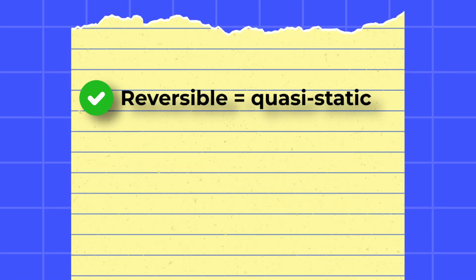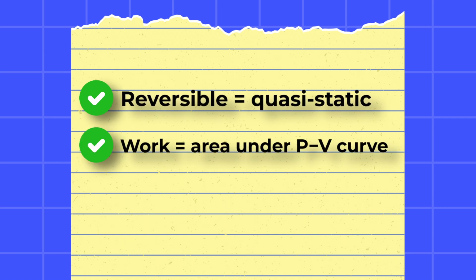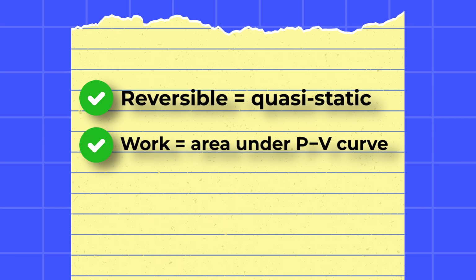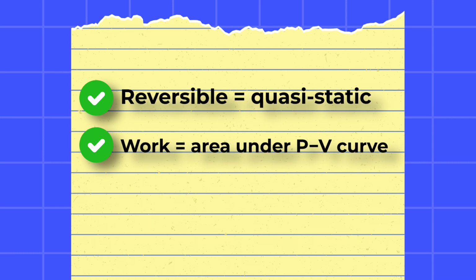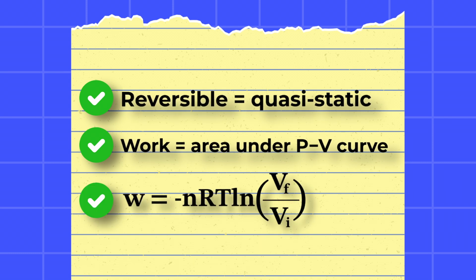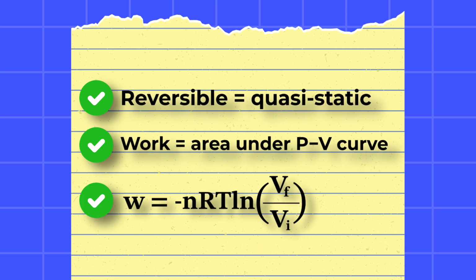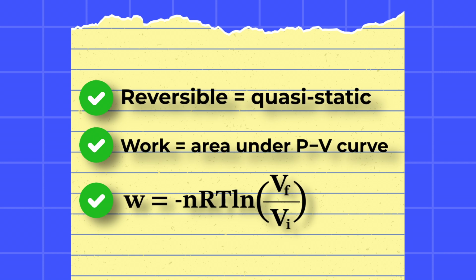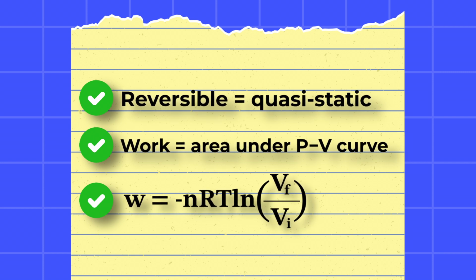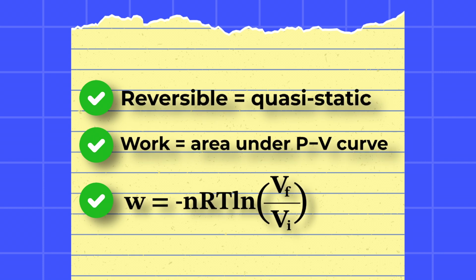In summary, reversible means inching along near equilibrium and tracing a path you could retrace. On a pressure-volume diagram, work is the shaded area under the curve. For a reversible isothermal expansion of an ideal gas, W equals negative nRT times natural log of V final over V initial.